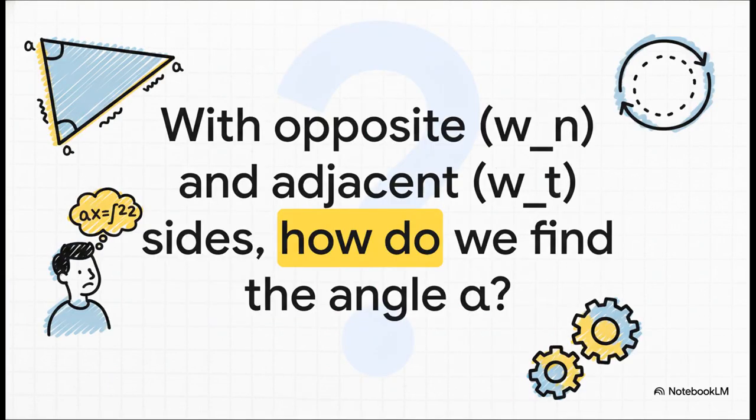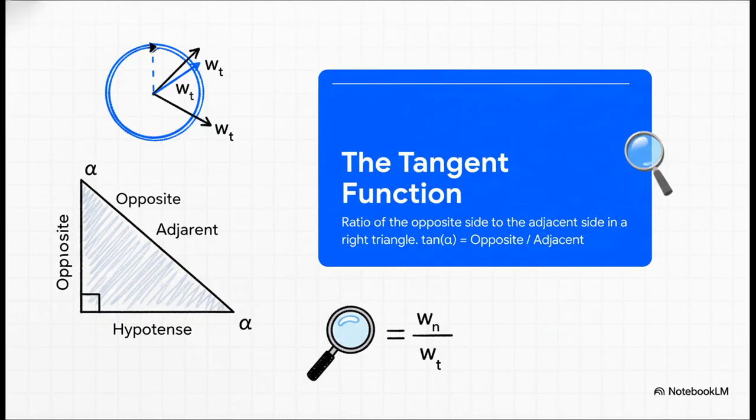Okay, time to dust off that high school trigonometry. We have a right triangle. We know the length of the side opposite to our angle, that's w_n, and we know the side adjacent to it, that's w_t. So, what's the magic function that connects the opposite and adjacent sides? SOHCAHTOA, right? It's got to be tangent. The tangent of our angle alpha is simply the length of the opposite side over the length of the adjacent side. In our case, that's just w_n divided by w_t.